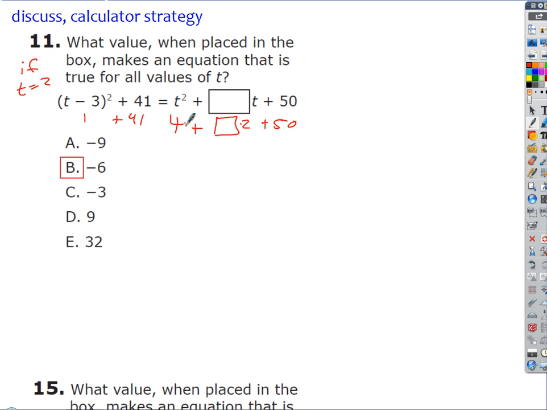So what are we going to get then? So this is 42 equals, so 4 plus 50 is 54, plus, we'll just call that 2x, where x is right there. Make sense? So if I subtract 54, I get negative 12 equals 2x, so what's x? Negative 6. So once again, you can just trick it that way, or check it at least. Okay.